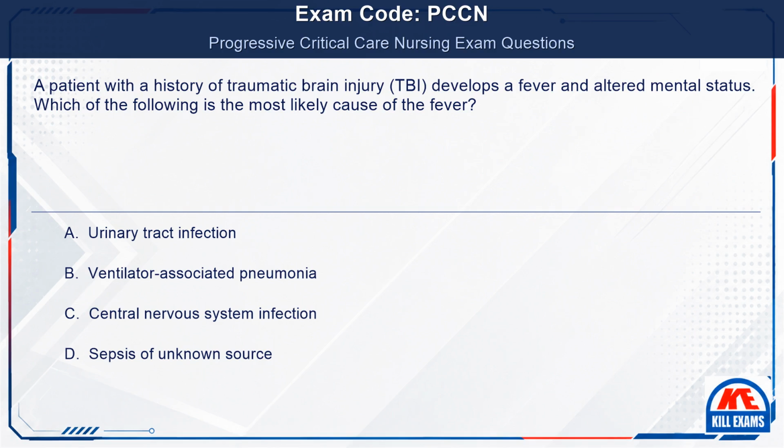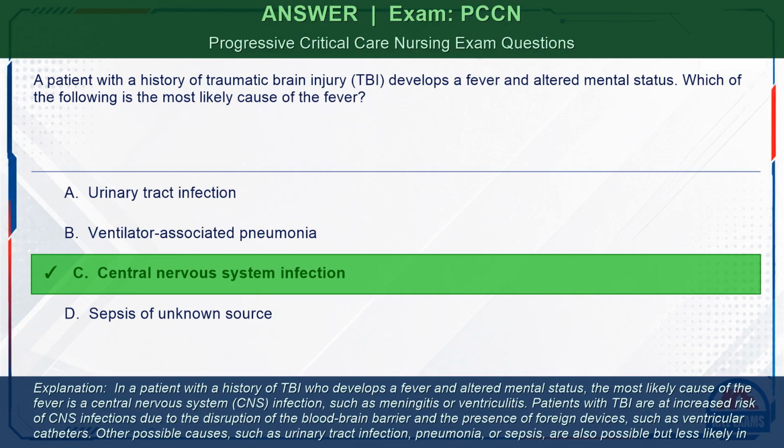Question 5. A patient with a history of traumatic brain injury, TBI, develops a fever and altered mental status. Which of the following is the most likely cause of the fever? Option A. Urinary tract infection. Option B. Ventilator-associated pneumonia. Option C. Central nervous system infection. Option D. Sepsis of unknown source. The correct answer is option C.